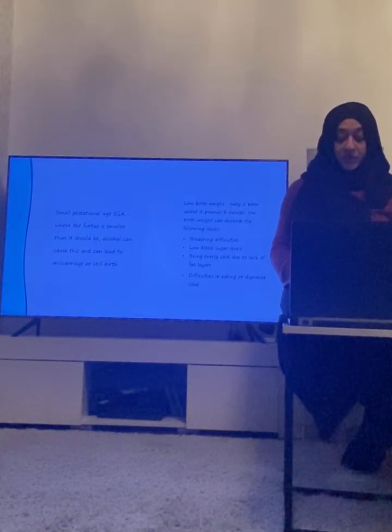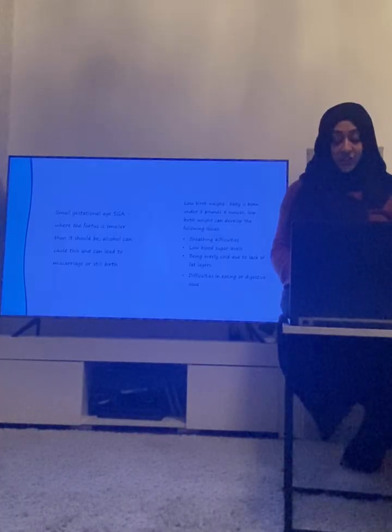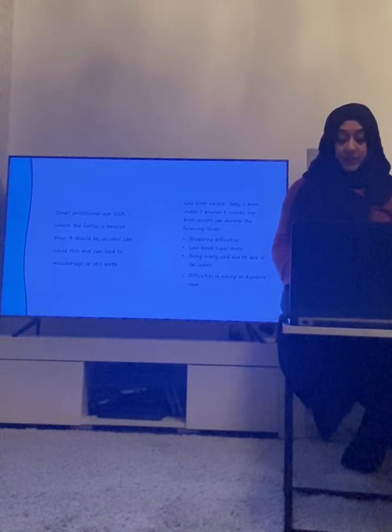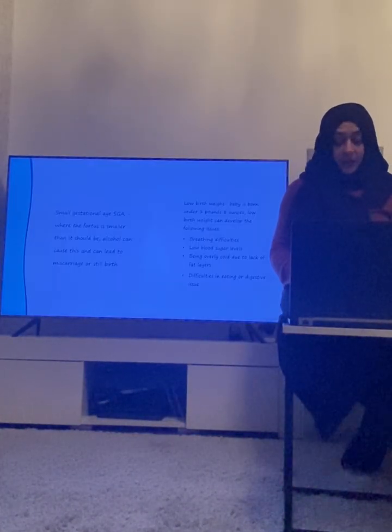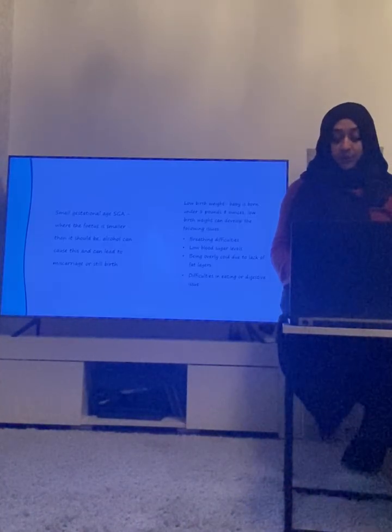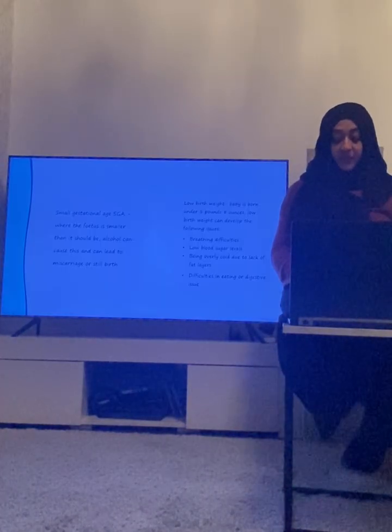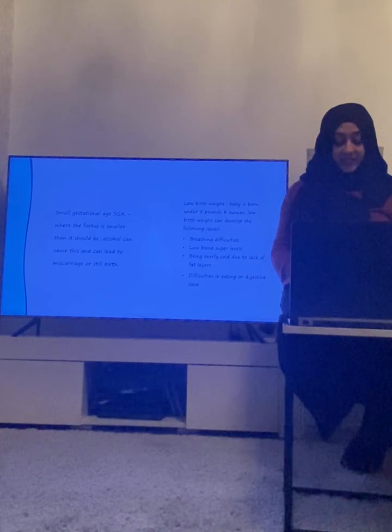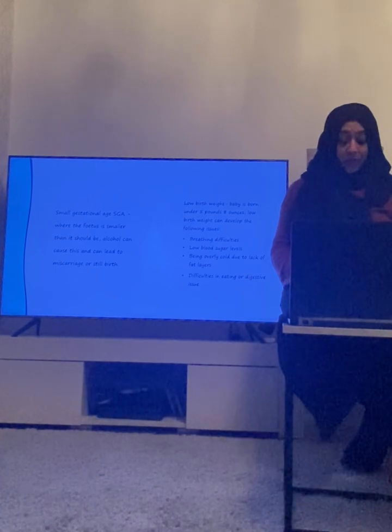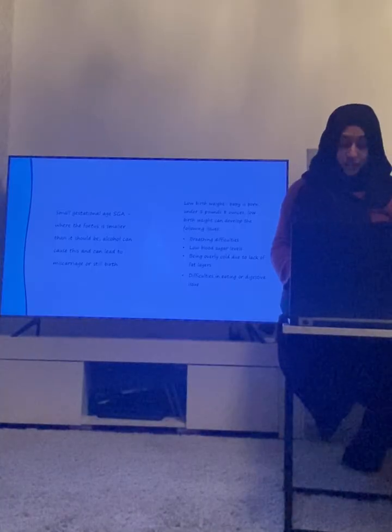Alcohol can also cause small gestational age, where the fetus is smaller than it should be, and it can lead to miscarriage or stillbirth. It can also cause low birth weight, when a baby is born under 5 pounds and 8 ounces. Alcohol misuse during pregnancy can contribute to this, and a baby with a low birth weight can develop the following issues: breathing difficulties, low blood sugar levels, being overly cold due to the lack of fat layers, and difficulties in eating or digestive issues.